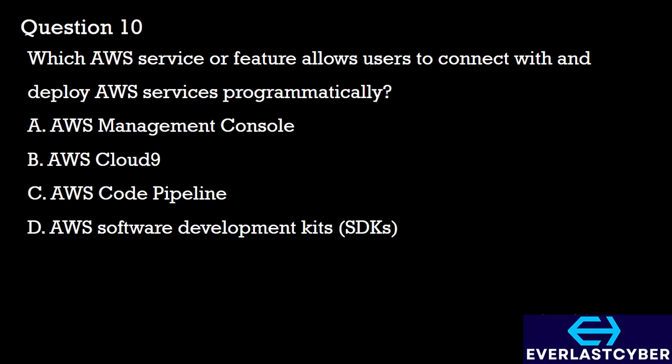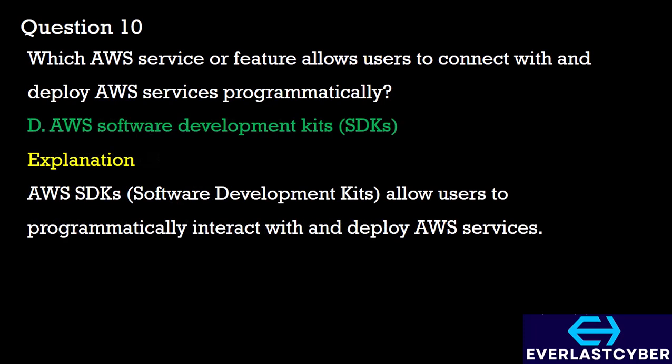The AWS Management Console is a web-based interface for managing AWS services, but it does not allow for programmatic access. AWS Cloud9 is an integrated development environment for writing, running, and debugging code in the cloud, but it is not designed for deploying AWS services programmatically. AWS CodePipeline is a continuous integration and delivery service for automating the release process, but it does not provide direct programmatic access to AWS services. So for this, the correct answer will be option D.